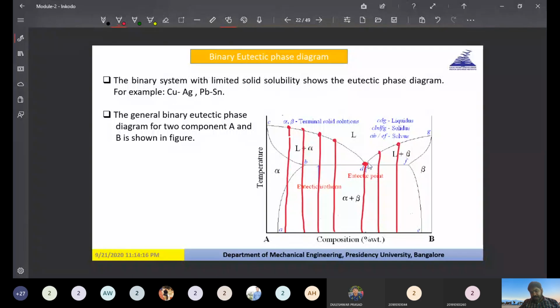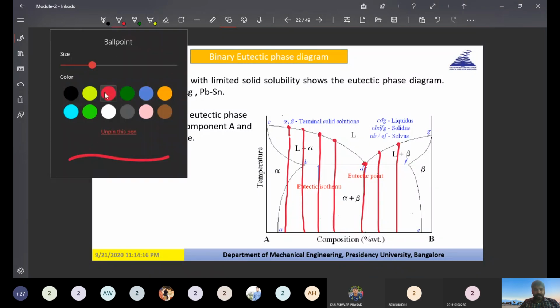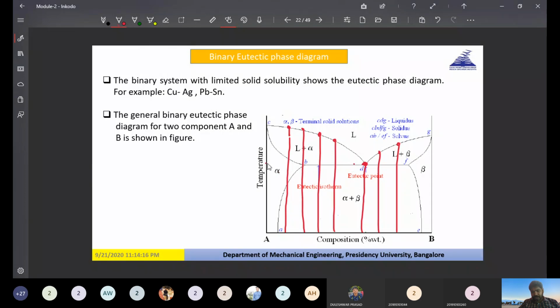Now, can you tell me, is there any point other than this point which is at minimum temperature? So this is at the minimum temperature. If you can see here, this point, let me draw it with green color. So this point is at minimum temperature. So this is the eutectic temperature. Let me call it TE.